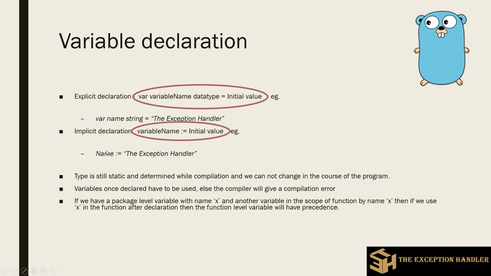So whether you use implicit type declaration or explicit type declaration, the type always is known at time of compilation and cannot be changed in the course of the program. Variables, once declared, have to be used, else the compiler gives a compilation error. If we have a variable named x on package level and a variable of the same name declared in the function as well, then if we are using the variable in the function, we'll always have the function's variable value take precedence.